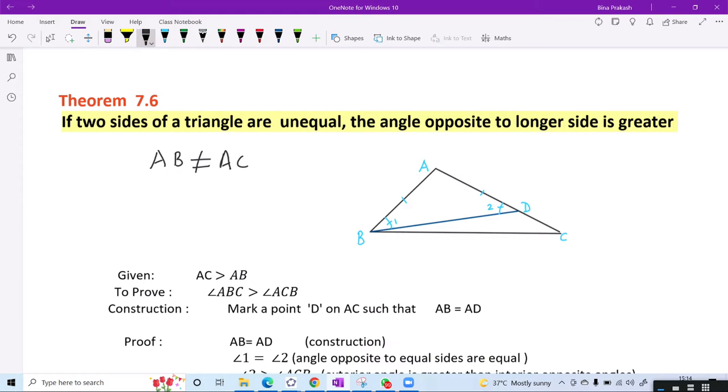Like you can see in theorem 7.6, if two sides of a triangle are unequal, then the angle opposite to the longer side is greater. That's what our expert is trying to explain here. I hope the earlier theorem was clear, that the sum of two sides of a triangle is always greater than the third side. Ma'am even showed it while changing the sides of the triangle. If we solve questions based on it, it won't be a problem. If you have any queries regarding this theorem, please reach out to us.